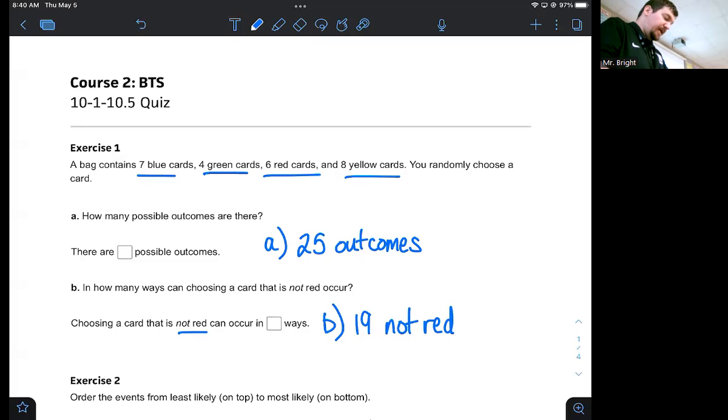And for part B, how many ways can choosing a card that is not red occur? If you do 25 cards minus the 6 that are red, that leaves you with 19 that are not red. And so we're going to write that as just 19. We're not going to write that as 19 25ths. It's not asking for the probability. So we'll just leave it as 19 that aren't red.